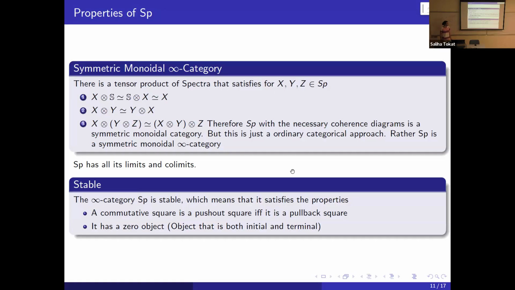And also Sp has all of its limits and colimits, and Sp is stable, which means that if we take a commutative square, and if it's a push-out, then it's a pullback, and if it's a pullback square, then it's a push-out square. And also it means that it has a zero object, and additionally it has finite limits and colimits, but Sp has all of its limits and colimits.